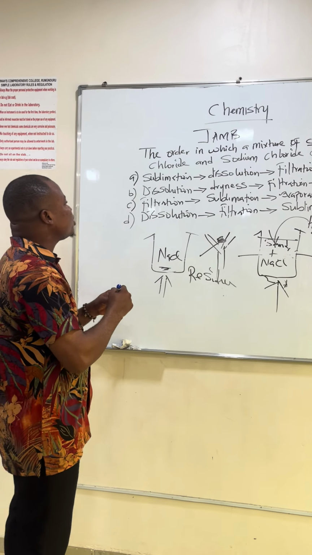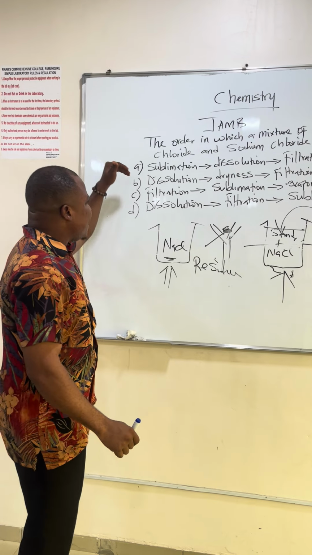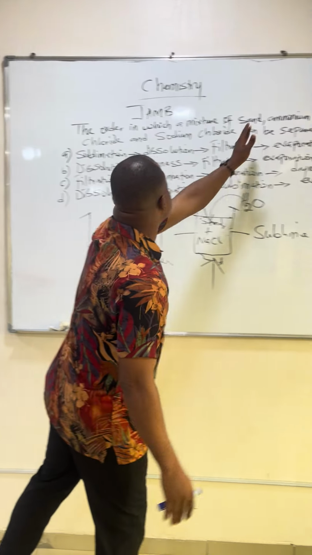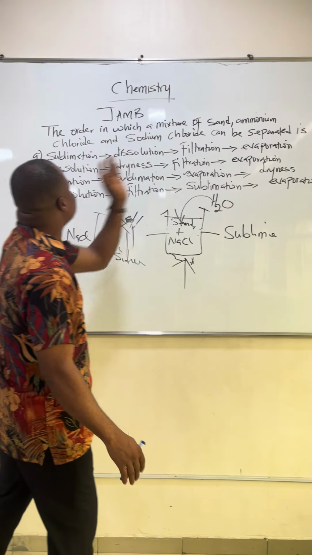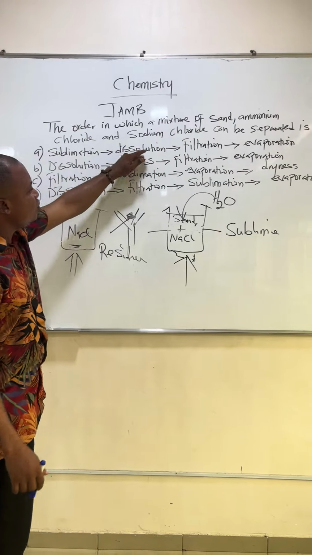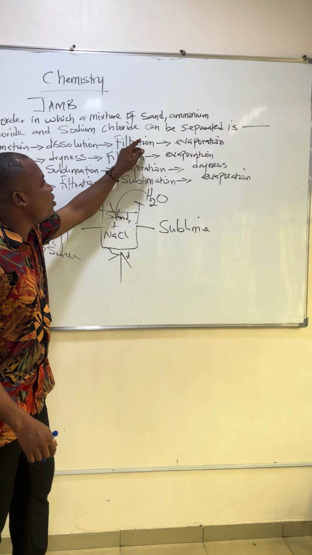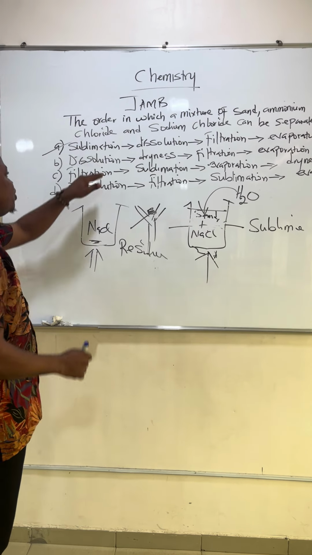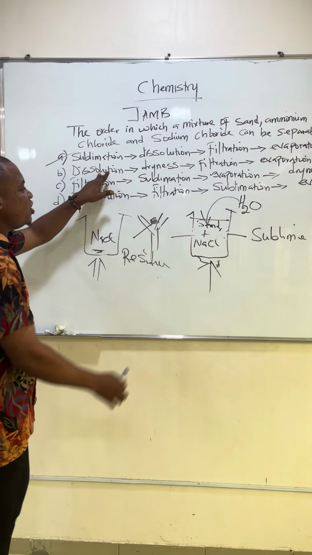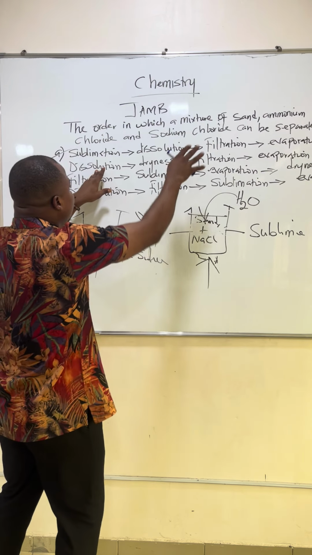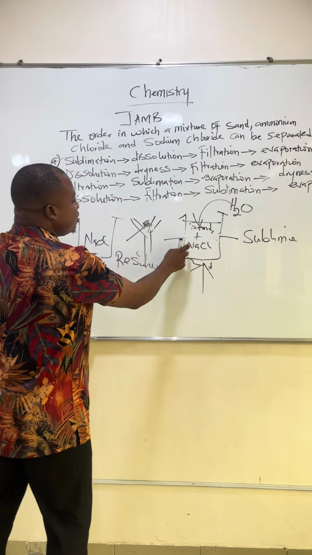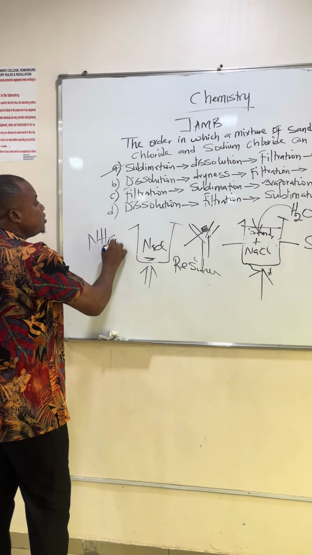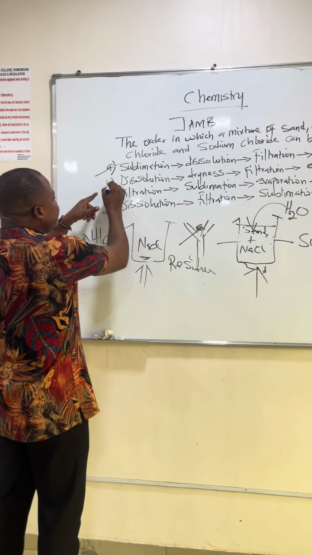So by so doing, option A is the correct order in which the mixture of sand, ammonium chloride, and sodium chloride can be separated: sublimation, to solution in water, to filtration, to evaporation. So option A is the correct answer. But if you start with dissolution of the mixture, what happens to the ammonium chloride? So this one is wrong.